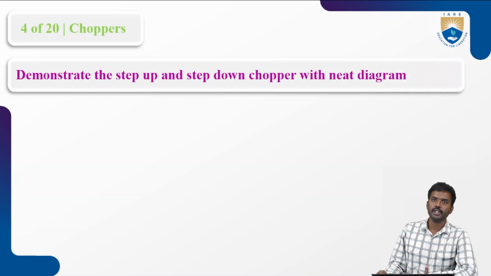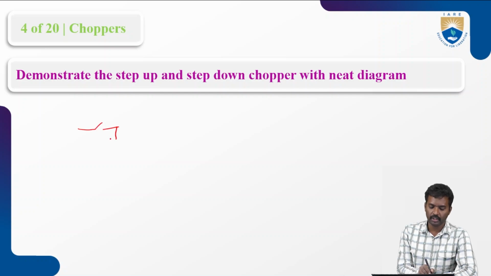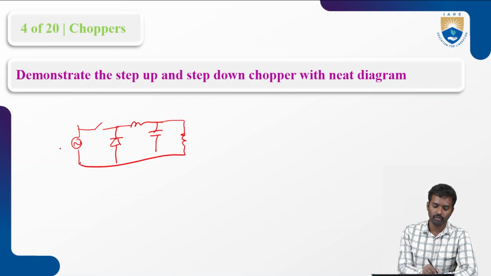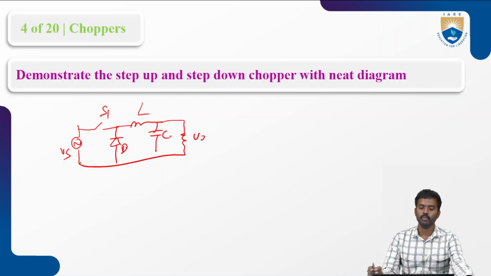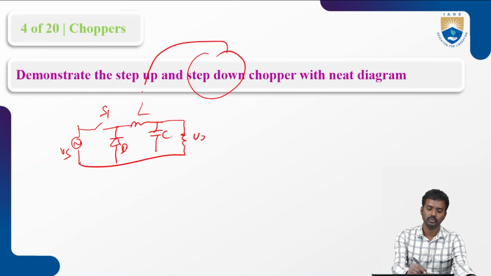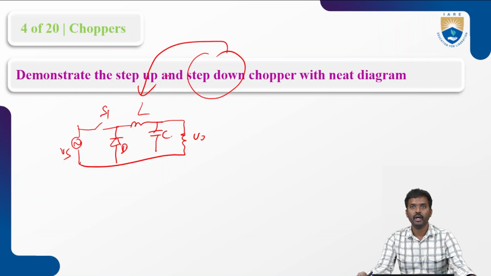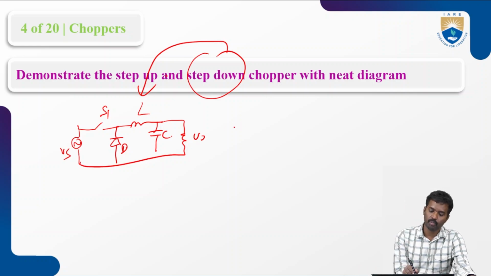Now, demonstrate step up and step down choppers with neat diagram. Step down means this is a switch and this is the diode and this is the inductor, capacitor, and this is the load and this is the supply voltage Vs and V0, switch S1 and diode D, L and capacitor C. This is the step down chopper. And we already discussed the step up chopper.